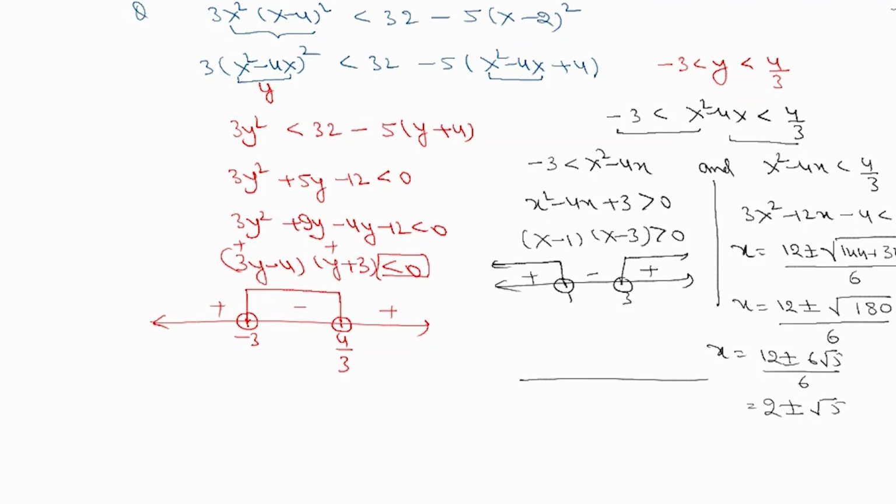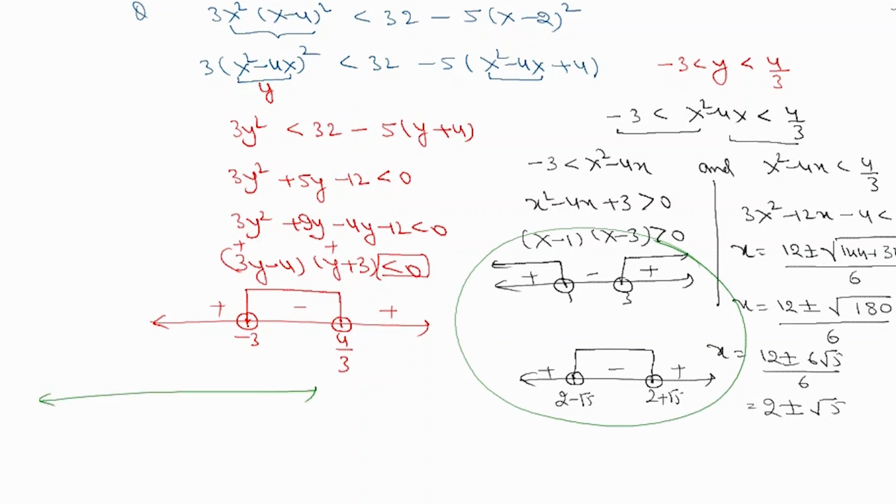So here I'll get 2 minus root 5 and then here will be 2 plus root 5. So rightmost is plus. So plus, minus and plus, I need minus. So value of x should lie between 2 minus root 5 to 2 plus root 5. Now I need to take intersection between these two conditions. So I'll plot both of them on the same number line.